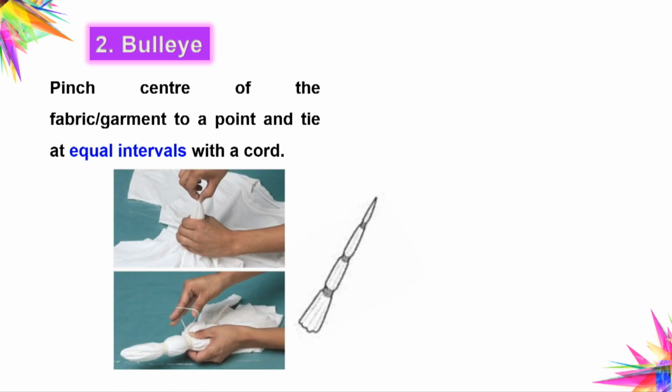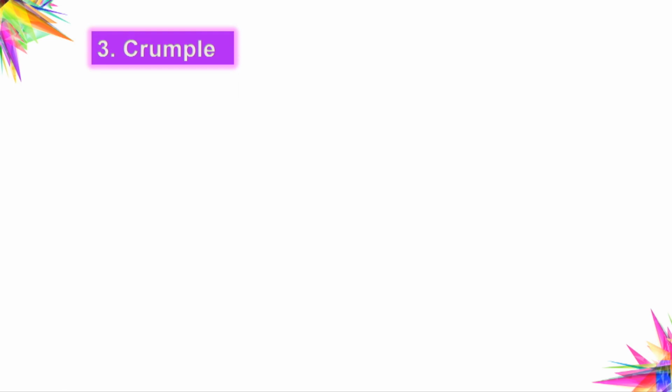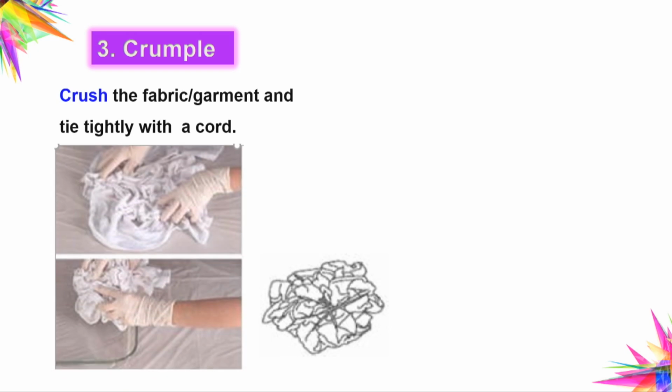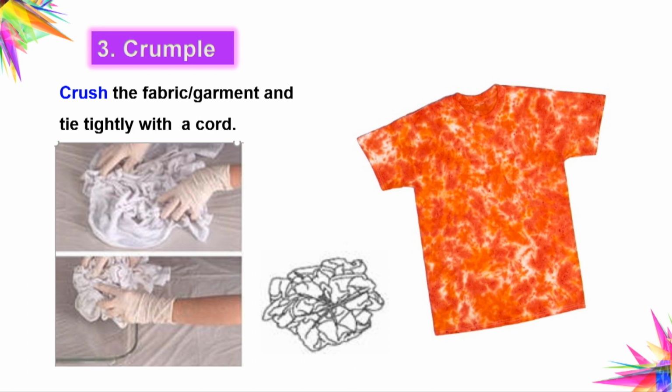The next technique is the bullseye effect. To obtain this pattern, you need to pinch the center of the fabric or garment to a point and tie at equal intervals with a cord, and the result is as you see in the picture. The next one is quite easy. It's the crumple technique. You just need to crush the fabric or garment into a ball-like shape and tie tightly all around with a cord, and you get this as the end result.